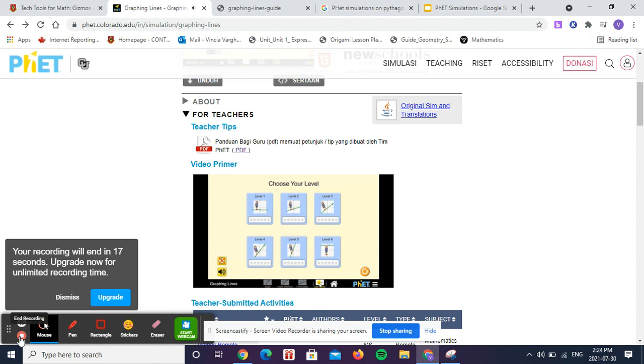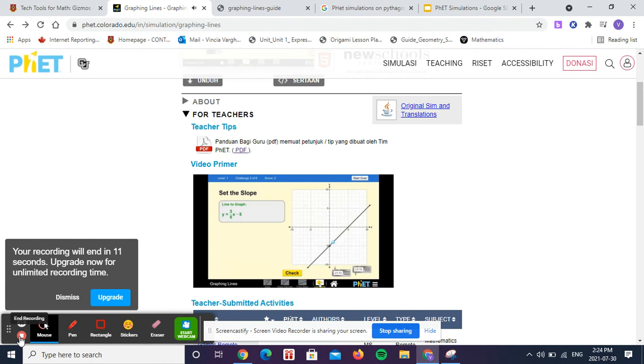Let's take a look at the 2 ways students are asked to answer challenge prompts using examples from Level 1. Some challenge prompts provide students with a linear equation, and students interact with the graph to complete the challenge.